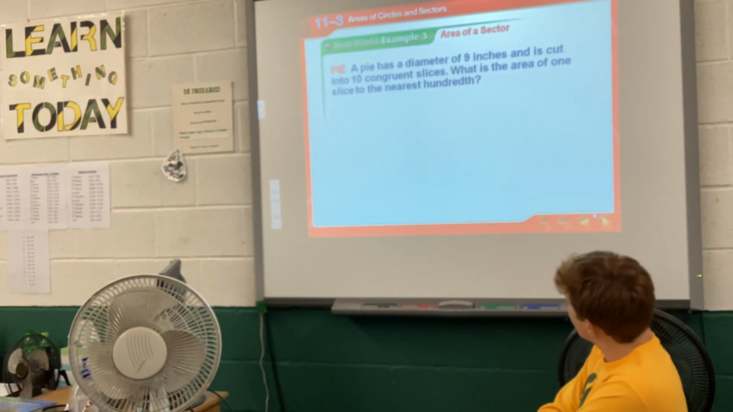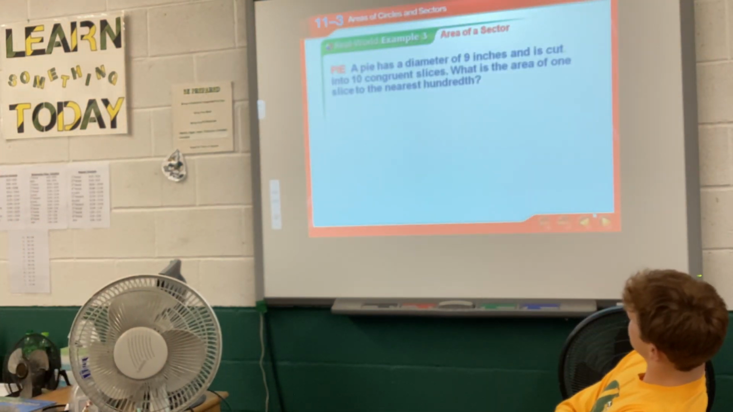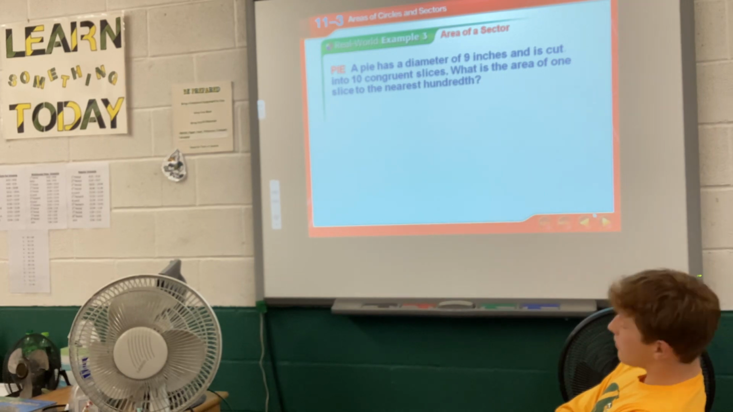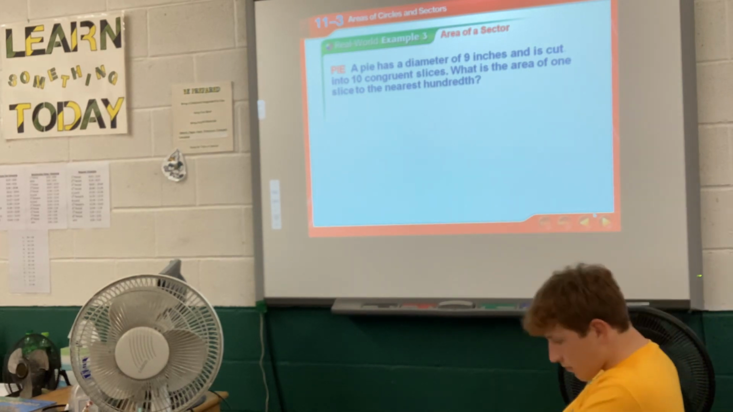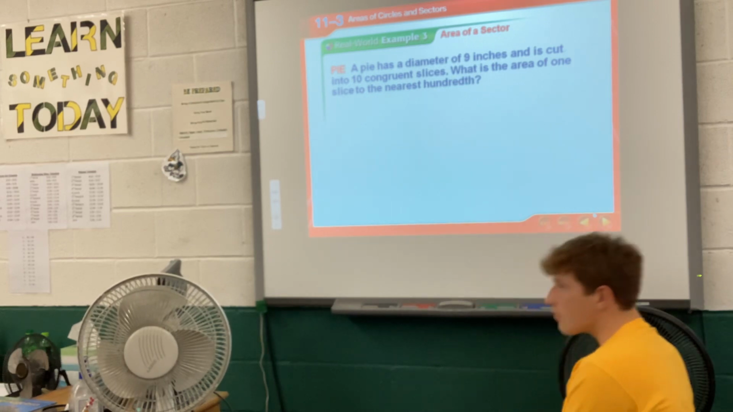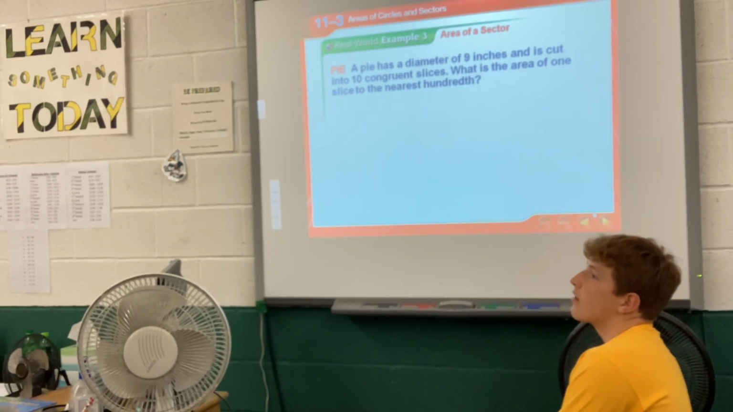A pie has a diameter of 9 inches. Okay? A pie has a diameter of 9 inches. So think about the picture that you would draw here, maybe. And is cut into 10 congruent slices. That's the key to this part right here. What is the area of one slice? So basically, they're saying, what is the area of that one piece of pizza?